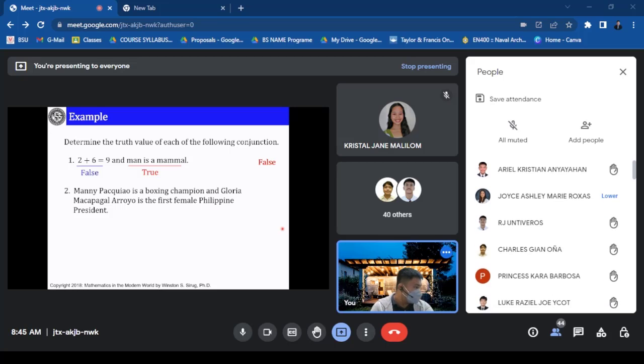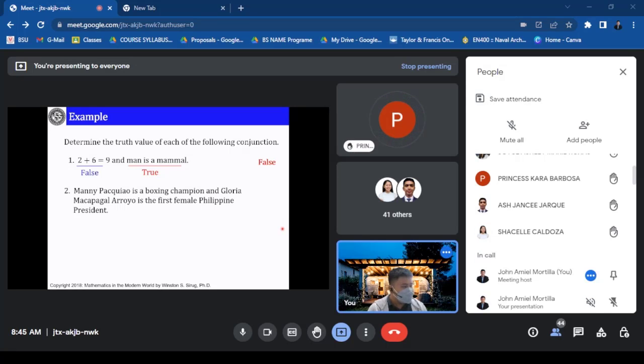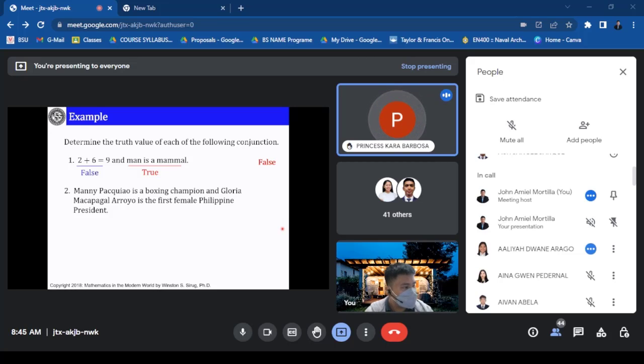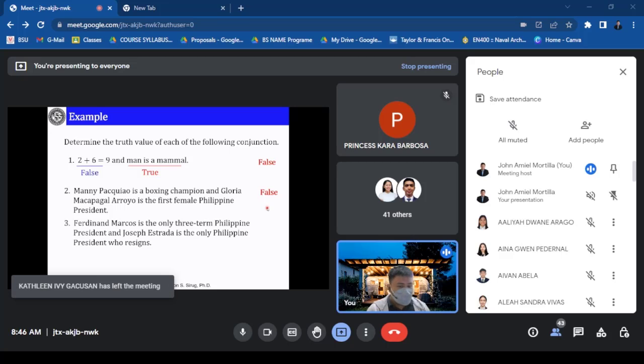Sino pang hindi okay, Princess Cara. Please answer. False po, number 2. Okay, why is it false? True po yung Manny Pacquiao, but yung Gloria Macapagal Arroyo is the first female president is false po. Kasi si Cory Aquino po ata ang first. Okay. So, number 2 is false. Kasi tunay na ang boxing champion is Manny Pacquiao and ang first Philippine female president natin is si Cory Aquino, not Gloria Macapagal Arroyo. Okay, so number 3.